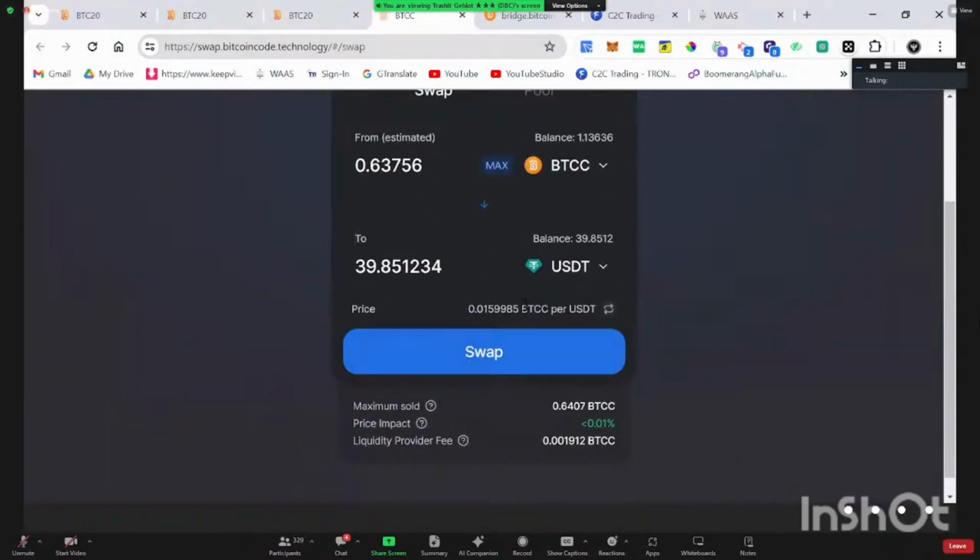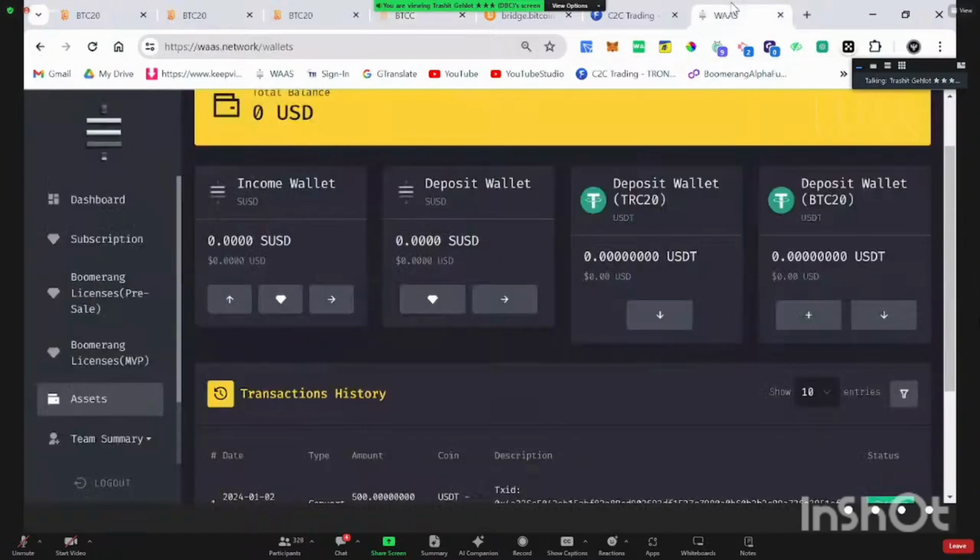Swap USDT you will get, and this USDT you can use to enroll, maybe to buy your resubscriptions, or maybe to sponsor your downlines or your new members. You can use them. So you can take TRC20 from them and you can give them BTC20. That's how you can cash out.